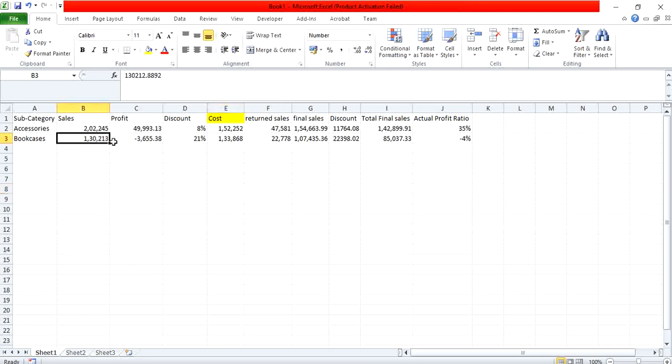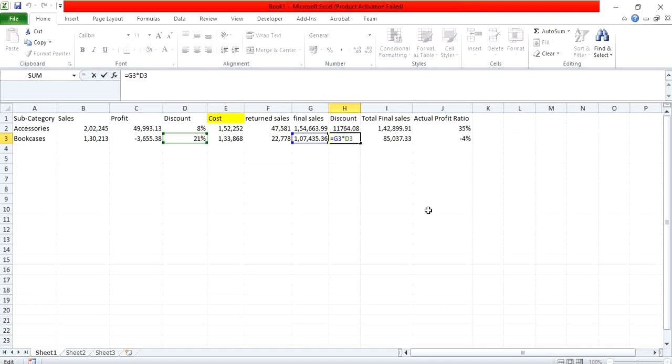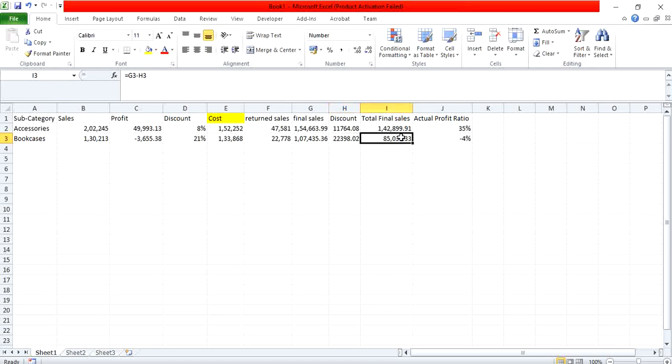Yeah, so I can see this is just 130,000 nominal sales. On that, we just got return was 22,000. So final sales was just 107,000, and we actually made a discount, which was basically 21%, and that comes around 22,000. So your final sales realization is just 85,000.